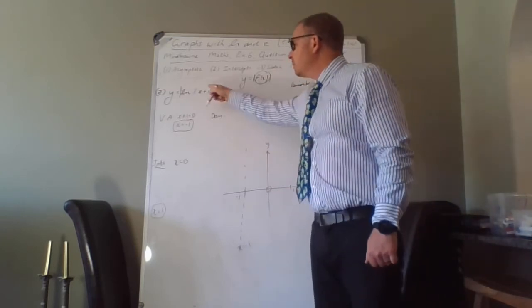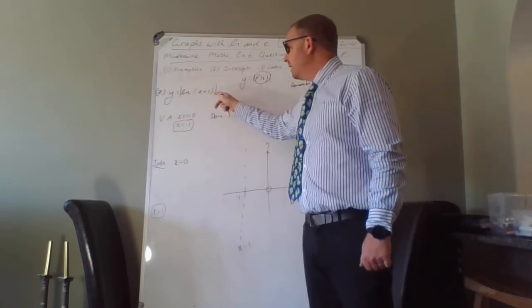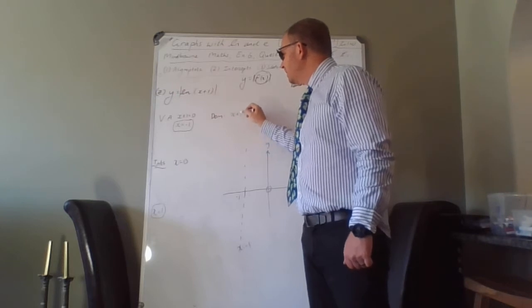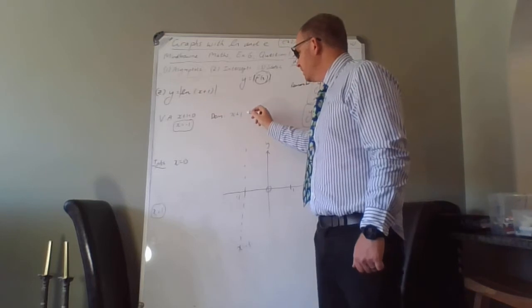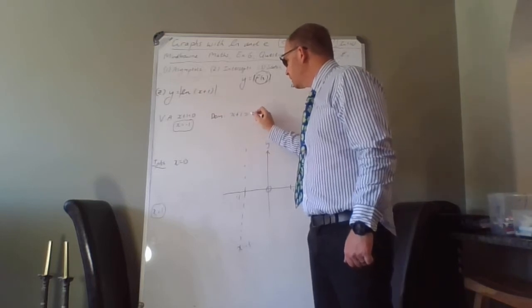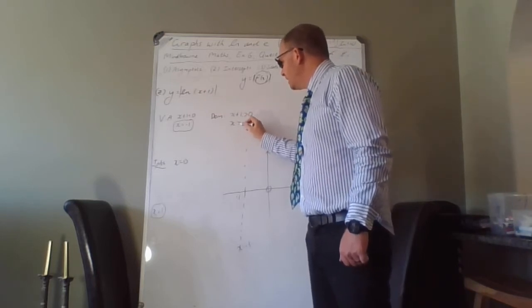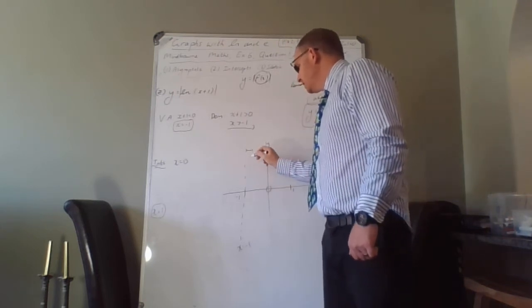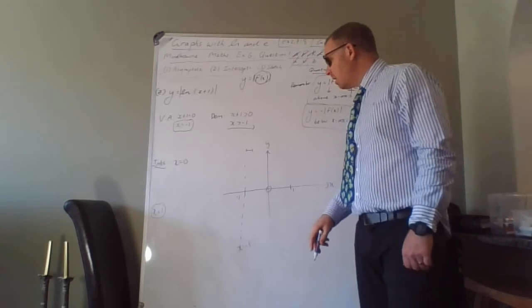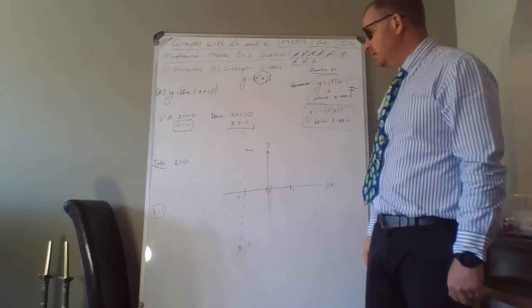And then your domain will be when that bit over there is, remember it's not absolute value of x plus 1, so that still has to be positive. So it's going to be when x plus 1 is bigger than 0. So the domain is when x is bigger than negative 1. So the graph is going to be to the right of the line x is equal to negative 1.